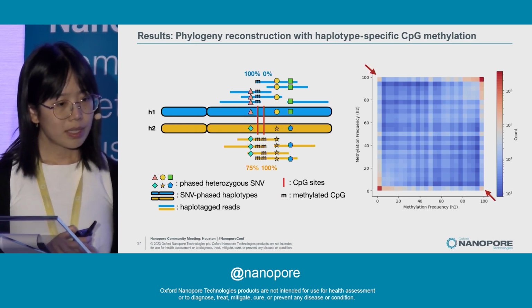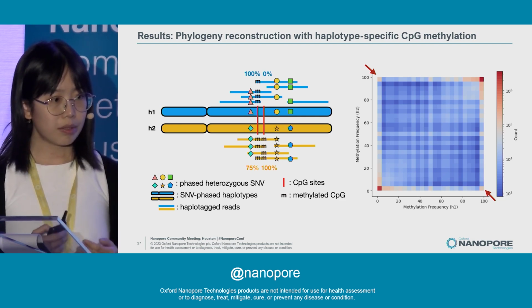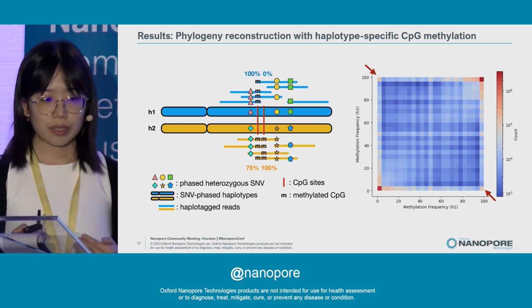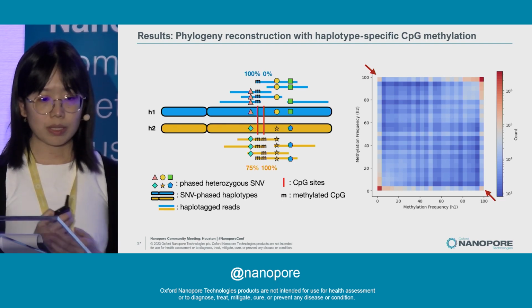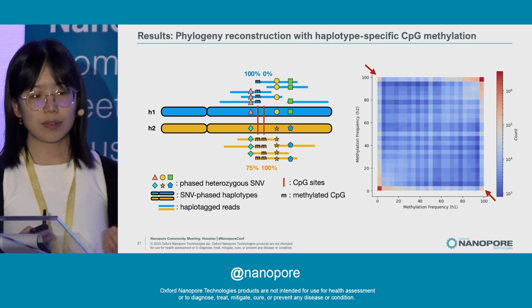haplotypes. The colors at the top left and bottom right in the heat map are also worth noting. They show that there are a decent number of CpG sites with consistent methylation status within either haplotype, but the methylation status is different between haplotypes.